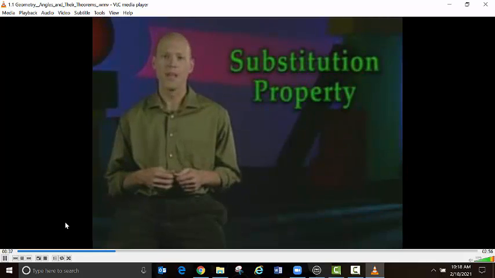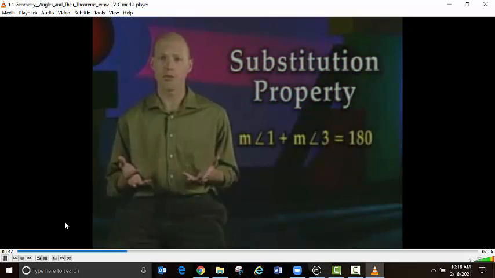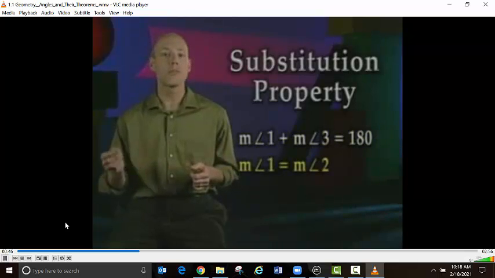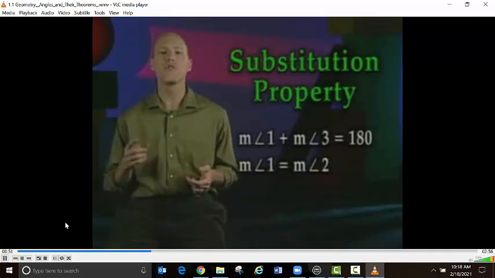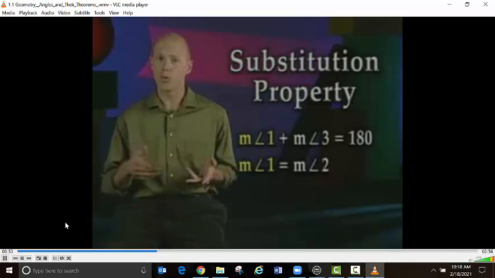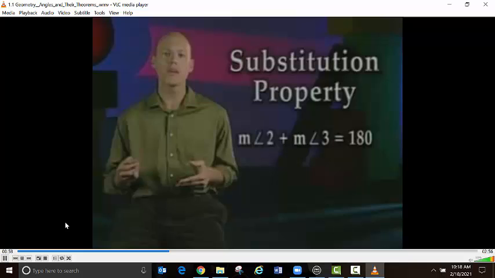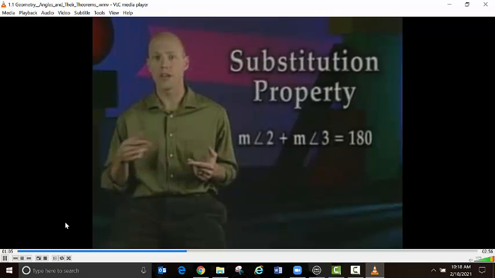You'll see. We'll also be using the substitution property. Let's say we have two statements. The measure of angle 1 plus the measure of angle 3 equals 180. And the measure of angle 1 is equal to the measure of angle 2. By using the substitution property, we can switch two values that are equal, the measure of angle 1 and the measure of angle 2, in our first statement. So, the measure of angle 2 plus the measure of angle 3 equals 180. Switching the values of the measure of angle 1 and the measure of angle 2 is substitution.